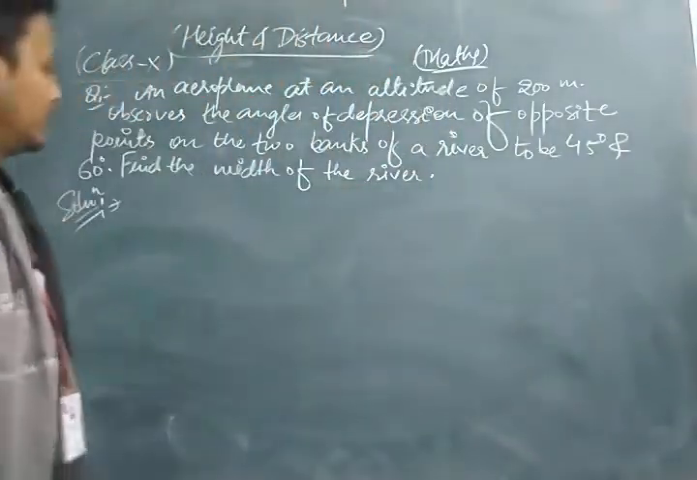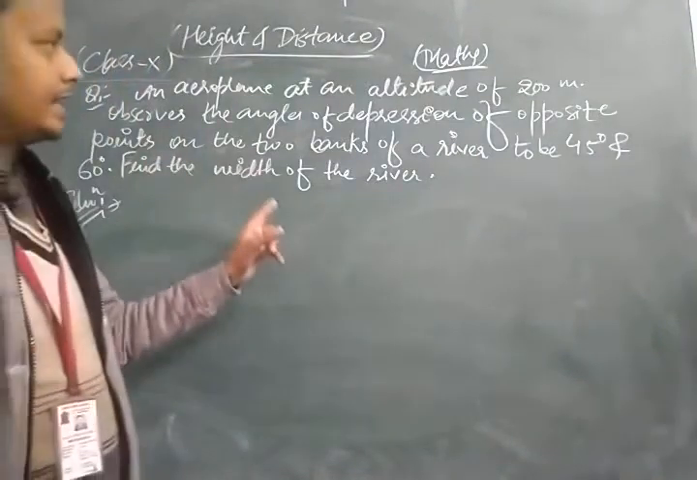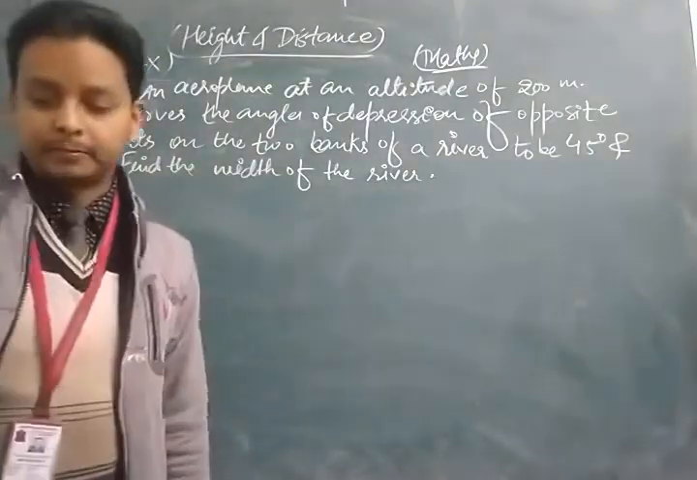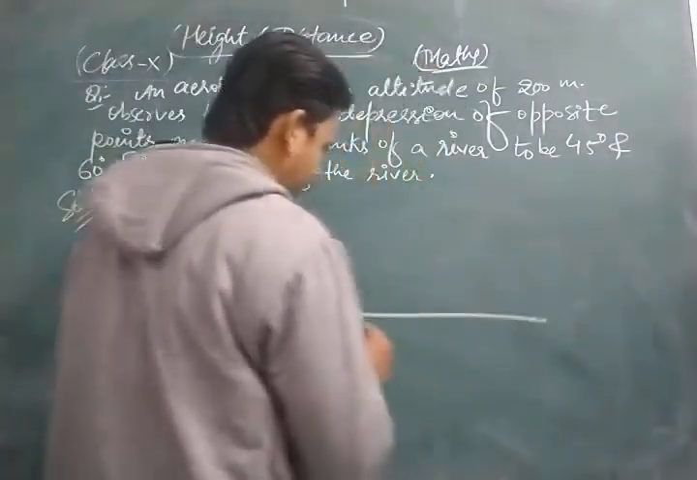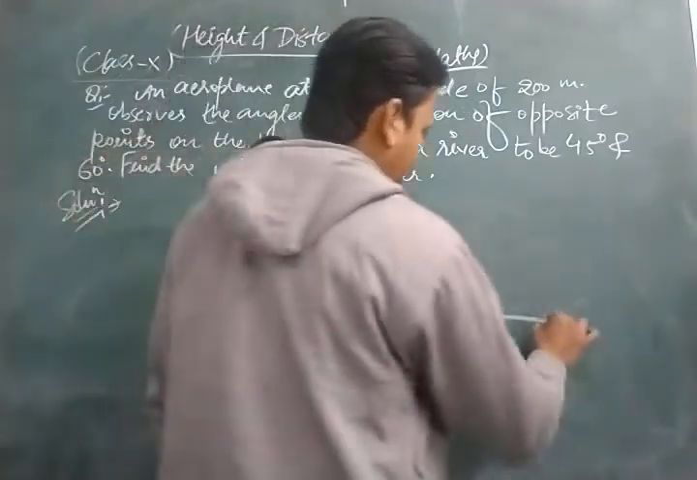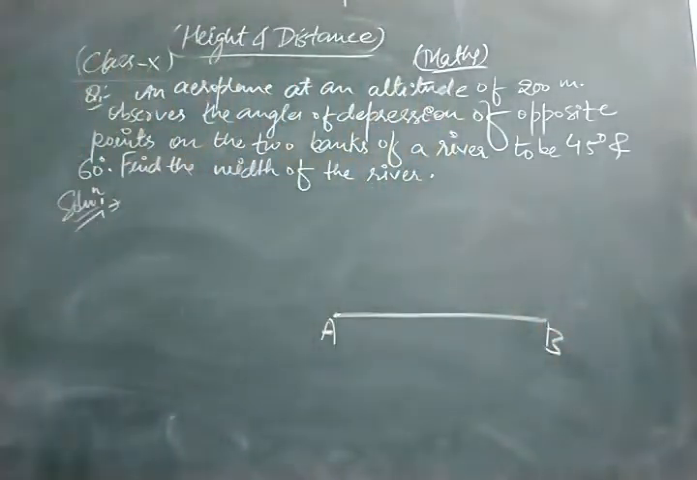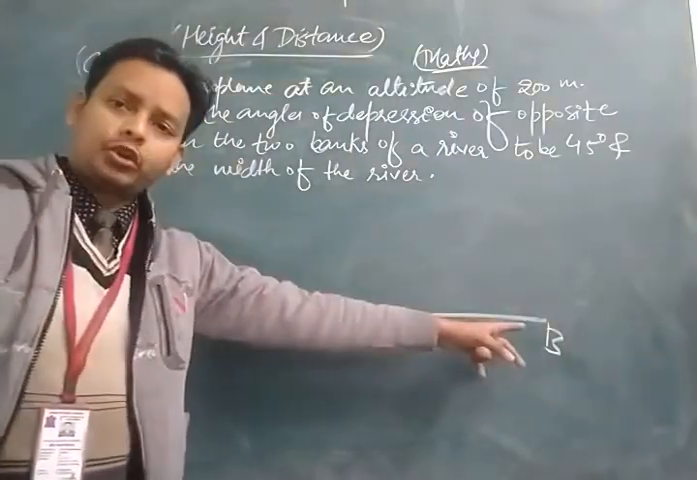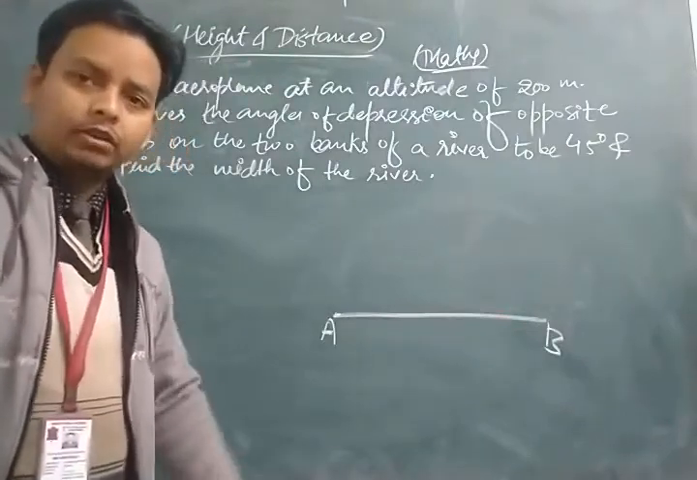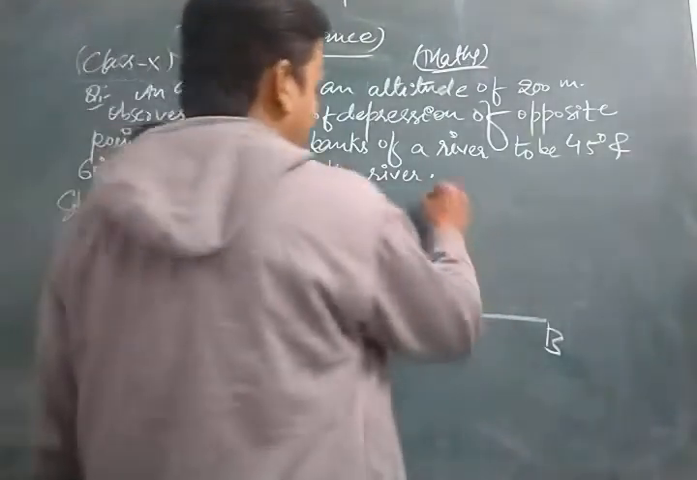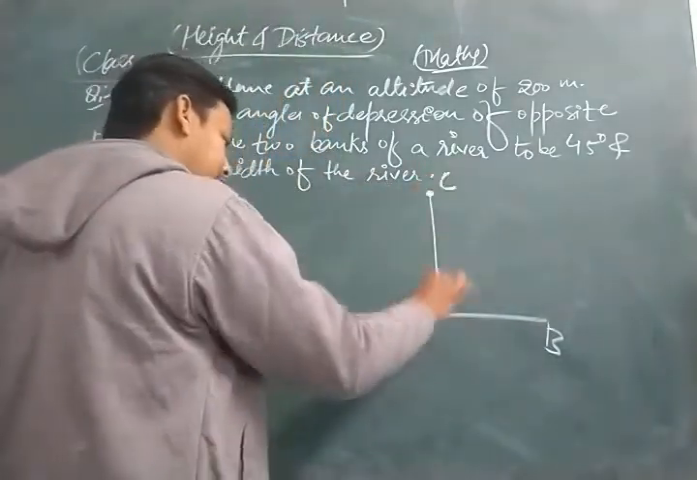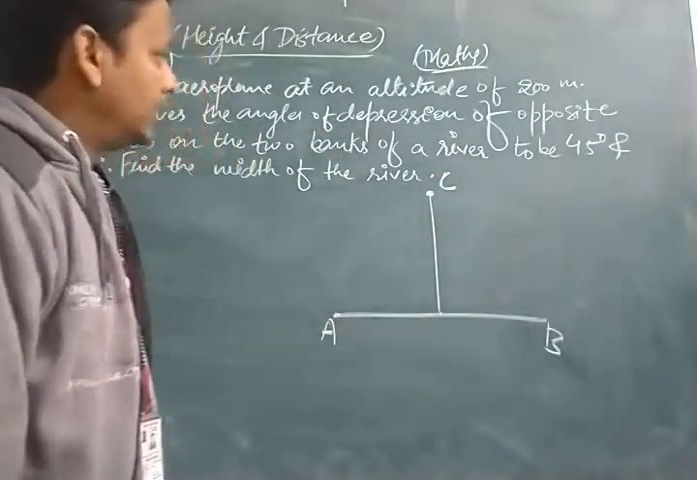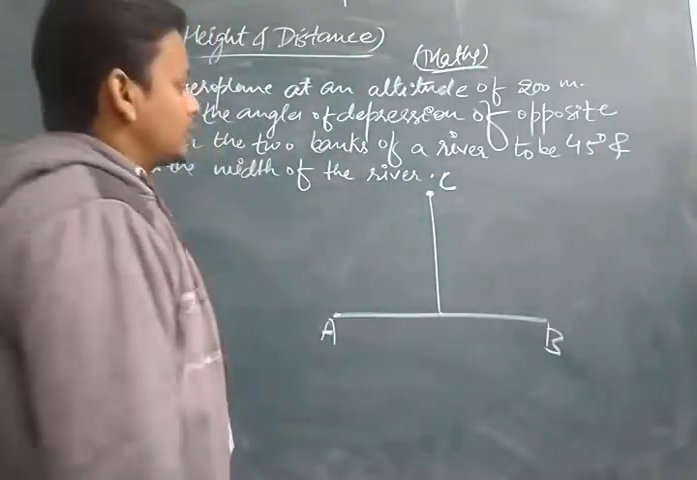Okay, now let's see. First of all, here an aeroplane is at an altitude of 200 meters. Suppose this is the width of the river, AB. A and B are two opposite points on the two banks of the river. And suppose that an aeroplane is there at position C, and its altitude from the surface of the river is 200 meters.